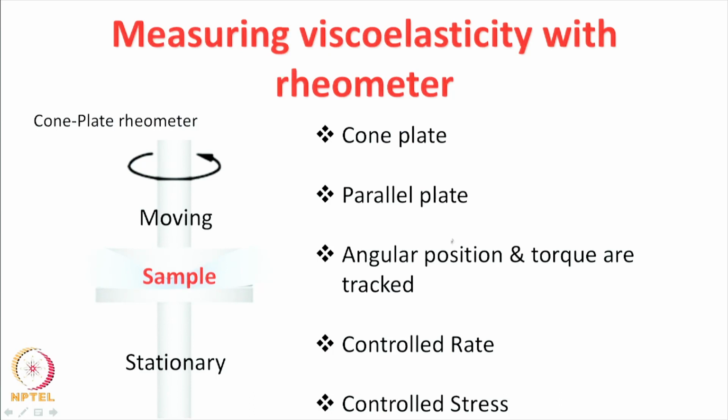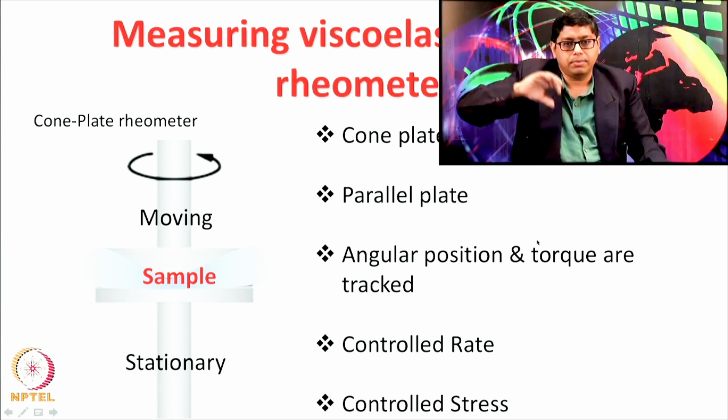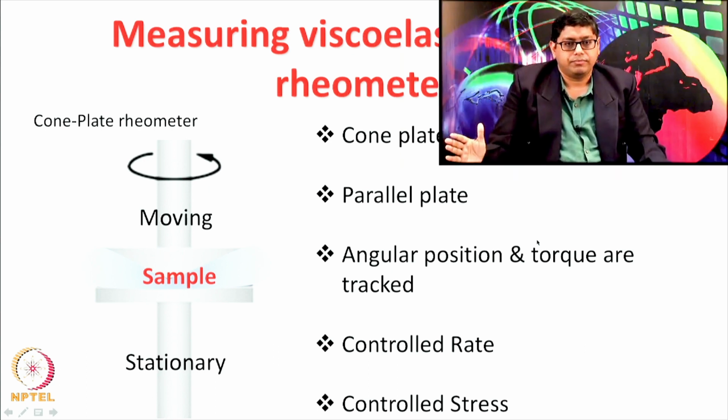So, for measuring G prime or G double prime, what is actually tracked is the angular position of this. You have some reference point, and as it rotates you track its angular position. The second thing that you can track is the torque that is being applied for rotating the sample at that given frequency.